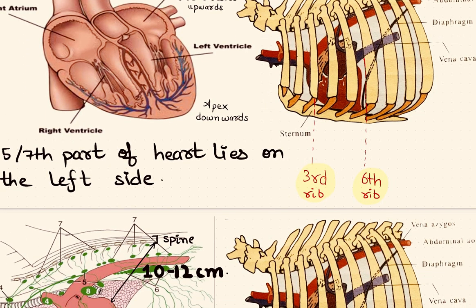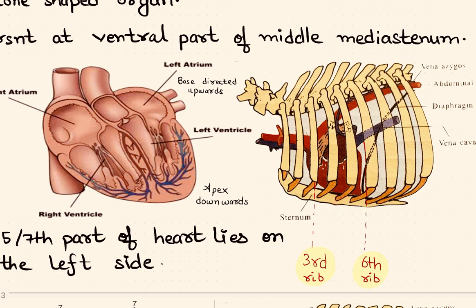And one thing more, if we break the heart into seven parts, you know what? Five parts among the seven lie on the left side. That means 5 by 7th part of the heart lies on the left side of the body. The majority of the heart lies on the left side of the body. Why? Because the right side is majorly enclosed by the lung.